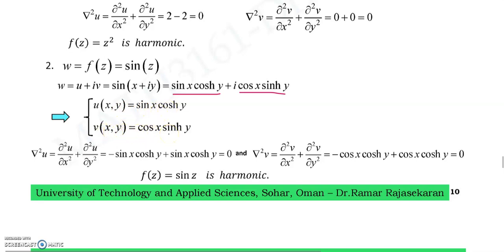Now what we are going to do is take the partial derivative of u twice with respect to x and twice with respect to y, then you make the summation, and definitely this is equal to 0. Similarly you do the partial derivatives for v twice with respect to x and with respect to y partially, then you will get the answer 0. So here u and v satisfy the Laplace equation, therefore u and v are harmonic, that's why f of z equal to sin z is harmonic.